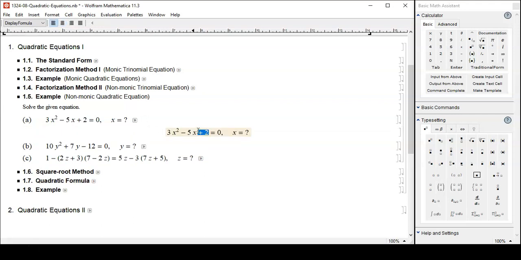Factors of positive 2 adding up to negative 5. Good luck about that. You can't find anything like that. And even if you do find, that's not going to work. The reason is because this is non-monic. The leading coefficient is 3, not 1. In this case, you have to work out the leading coefficient and constant term together.